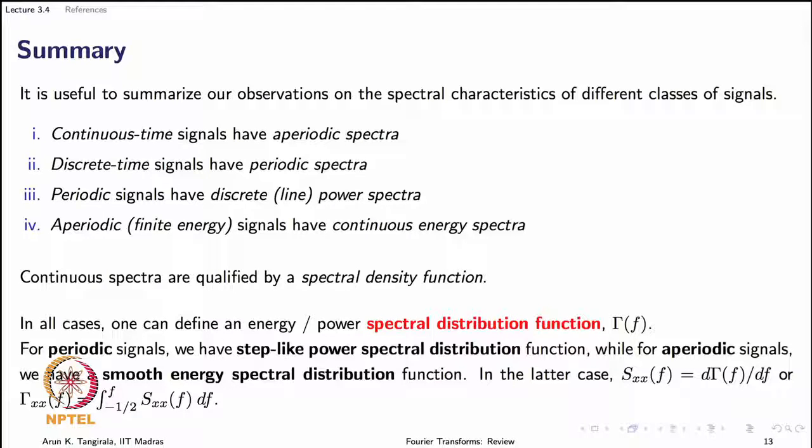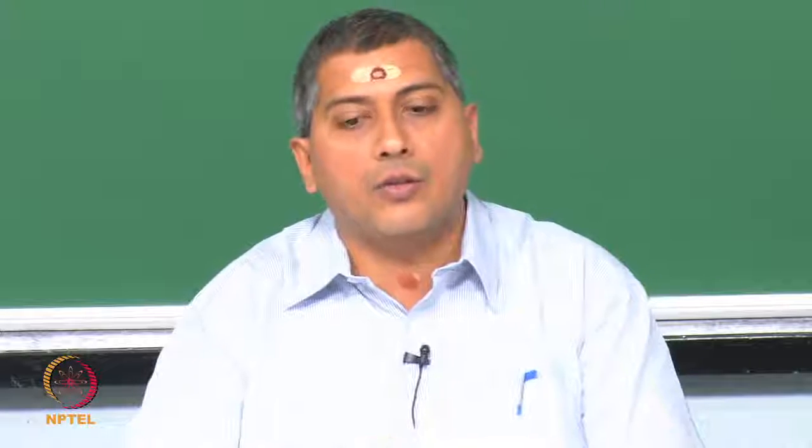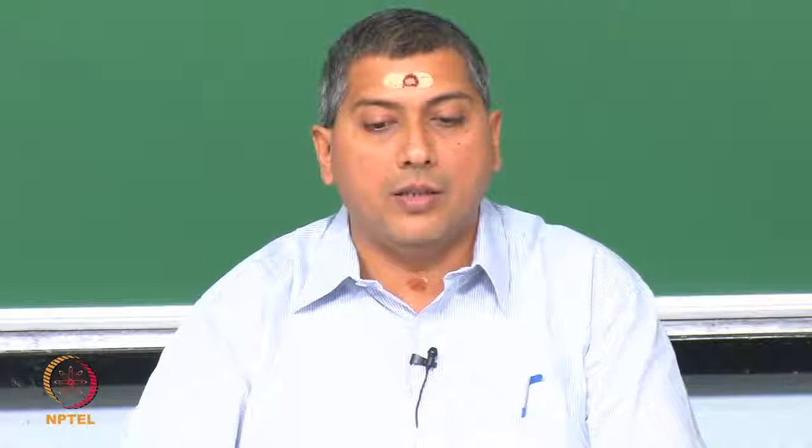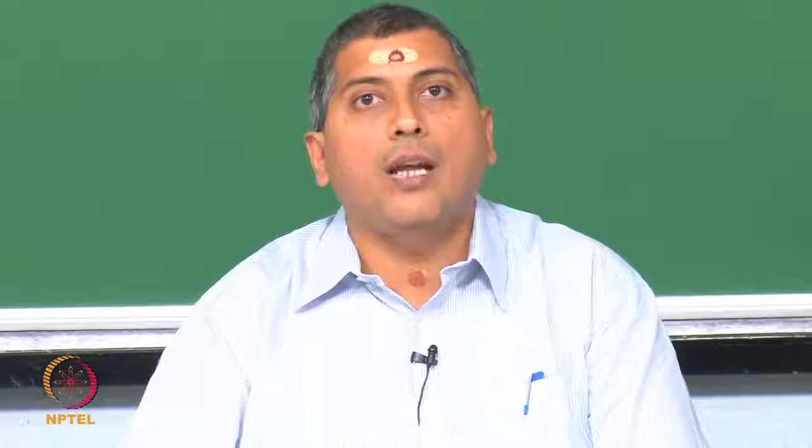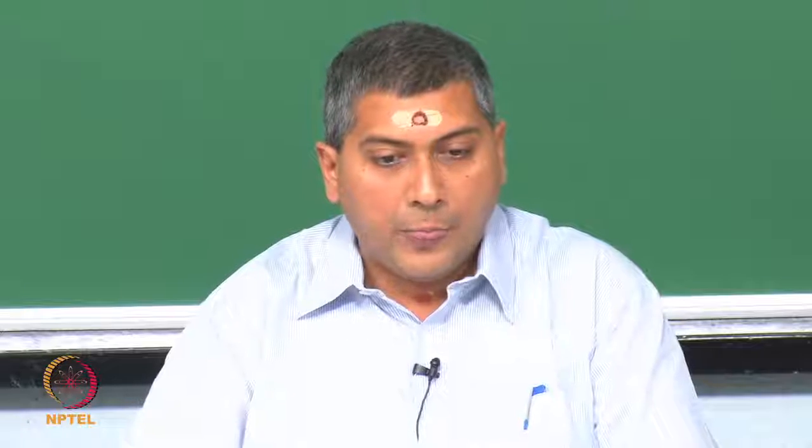And periodic signals have discrete power spectra. So, these are very nice results to remember. What we are saying here is regardless of whether the signal is discrete or continuous in time, periodic signals will always have line spectra. So, there is no notion of spectral density, whereas aperiodic finite energy signals have continuous energy spectra, again regardless of whether this is continuous time or discrete time, and therefore, I can define a spectral density.